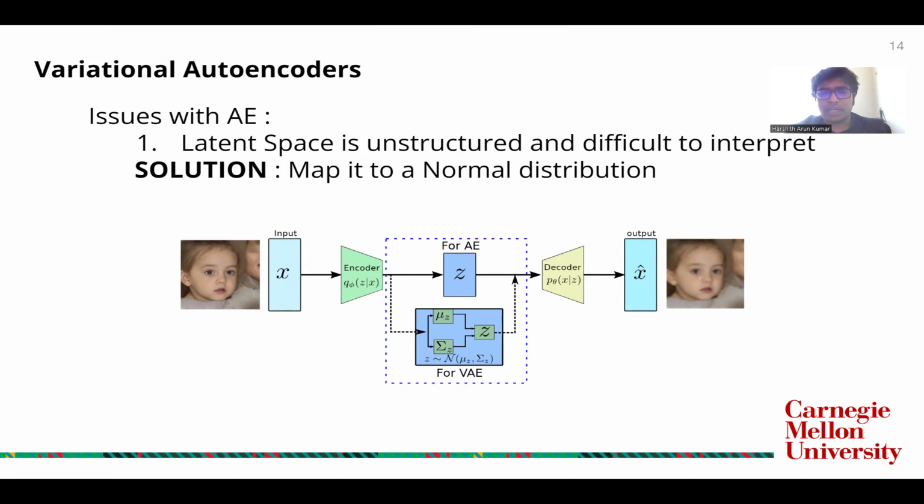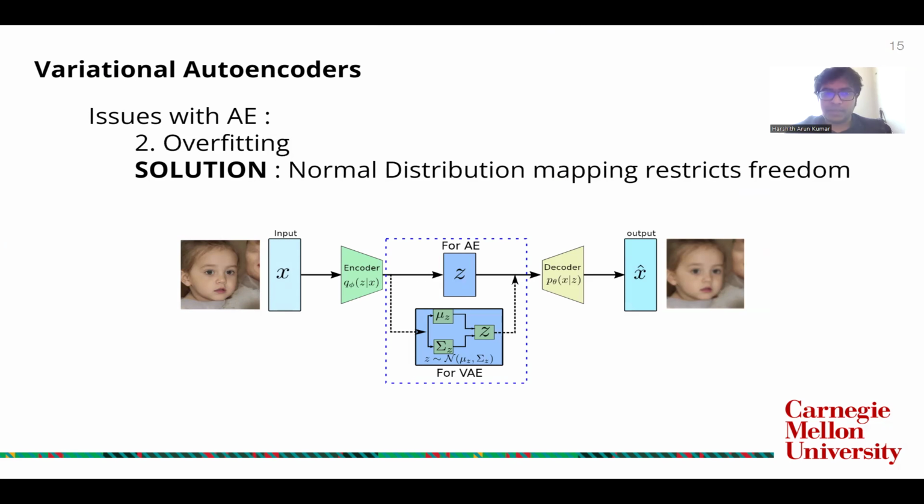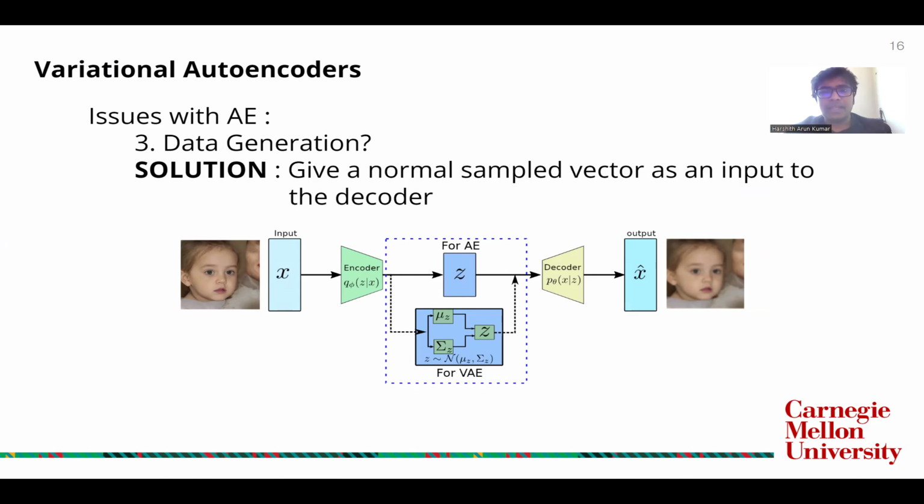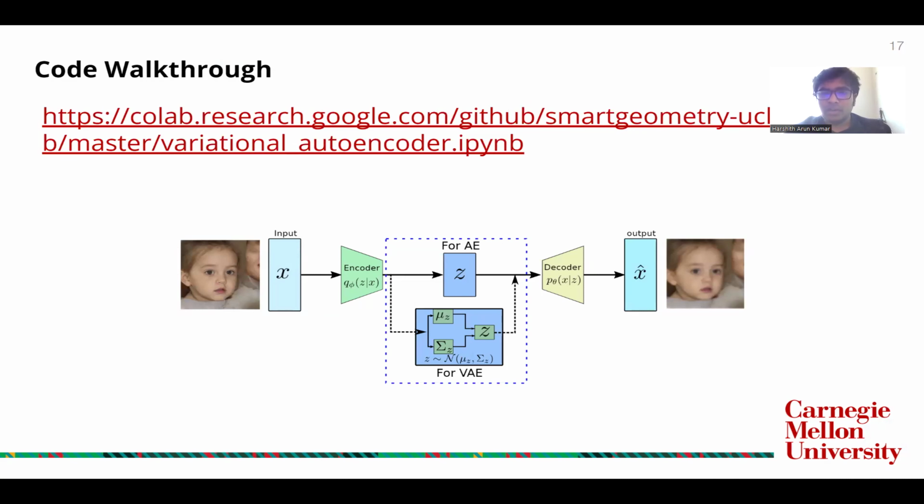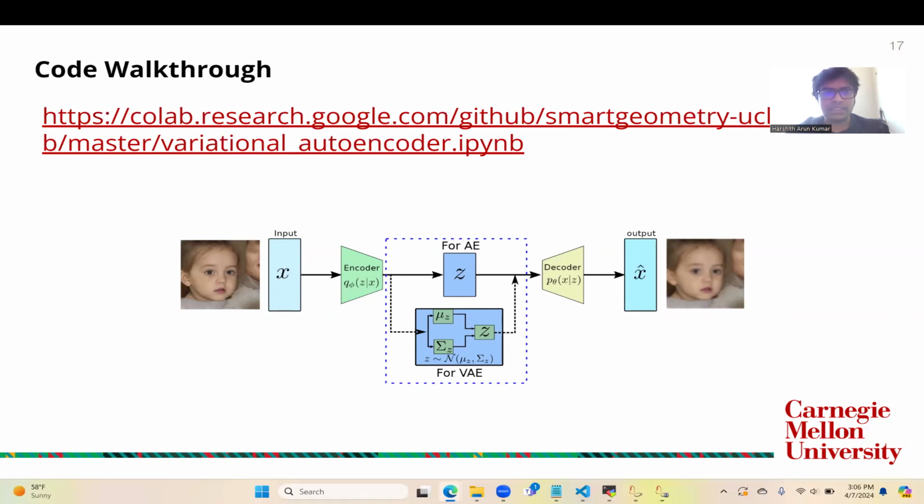Addressing the issues of autoencoders, one thing we could do is map it to a normal distribution so that it becomes easier to interpret the latent space. To avoid overfitting, a normal distribution would also help in restricting the freedom. Finally, giving a normalized sample vector to the decoder helps in data generation and can be used in generating this image as shown in this picture. Now let's go through a walkthrough of how this works.